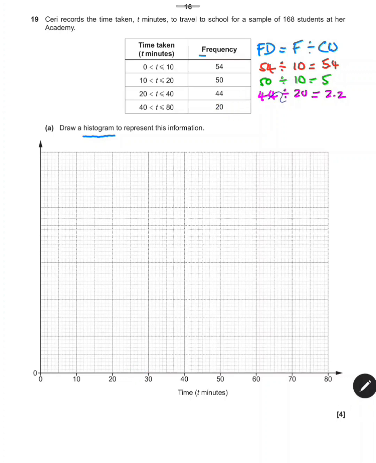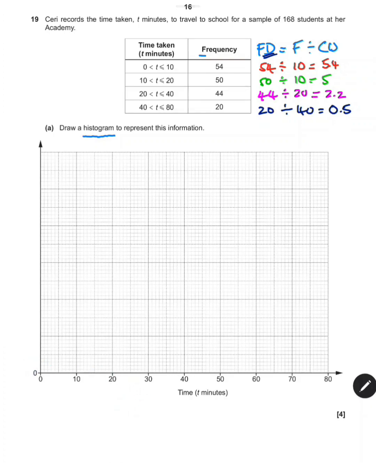And final frequency is 20. And I'm going to divide by how wide this class interval is. Well, from 40 to 80 is 40. So I need to do 20 divided by 40, which is 2 divided by 4, which is 0.5. These here, 5.4, 5, 2.2 and 0.5 are my frequency densities.